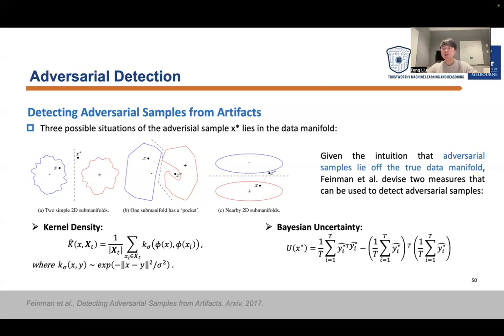Given the intuition that adversary samples lie off the true data manifold, we can look at this figure. Although adversary data is not in the original manifold. So in this work, the authors devise two measures that can be used to detect adversary examples. The first one is kernel density. The second one is Bayesian uncertainty. It's very useful to help us identify if this point is in the manifold of other points.